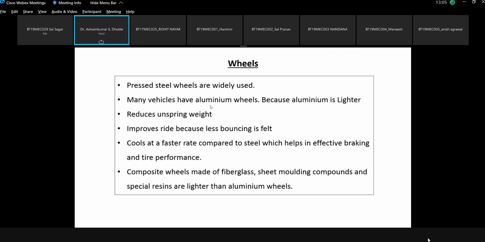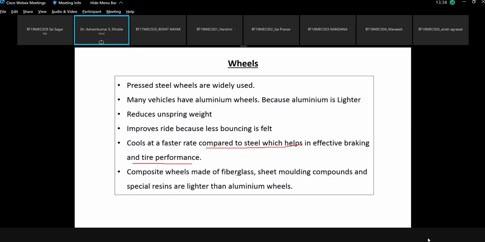This we will see in the suspension system. Then it improves ride because less bouncing is felt. It cools at a faster rate compared to steel, which helps in effective braking and tire performance. This is what I told you just 2 minutes back, that aluminum has good conductivity, so the heat dissipation is good. So you can say tire performance is good and tire life is also good.